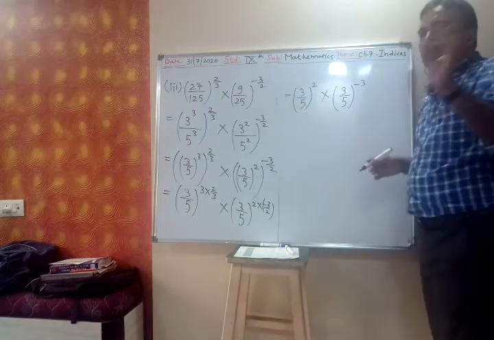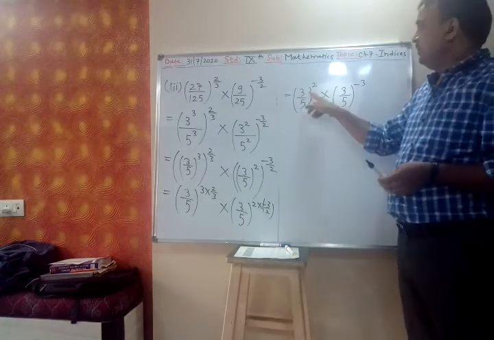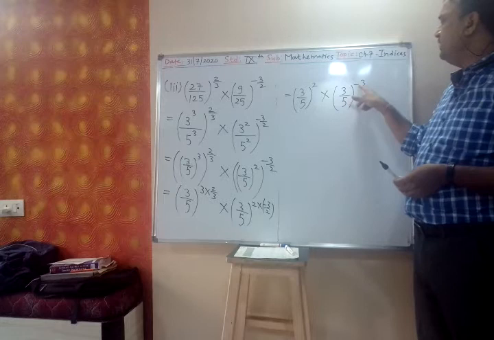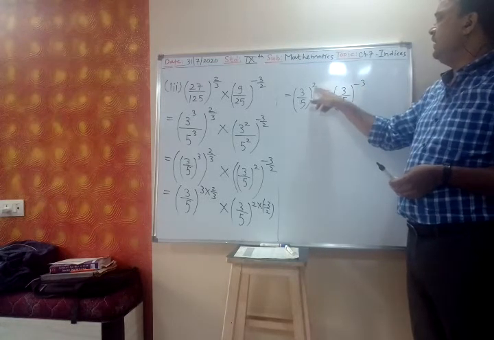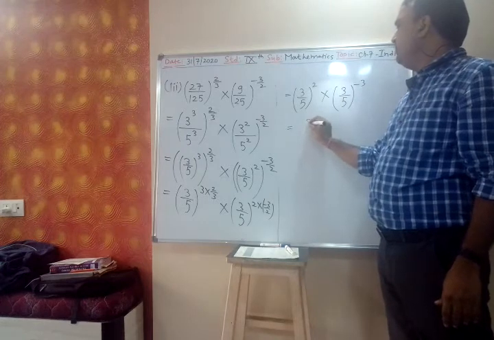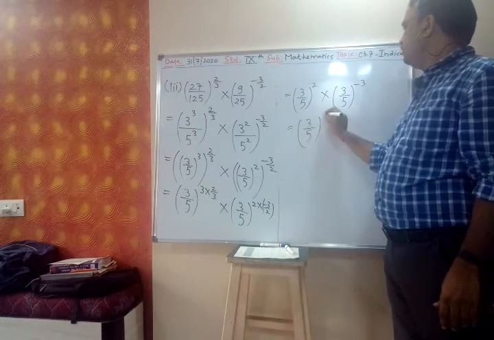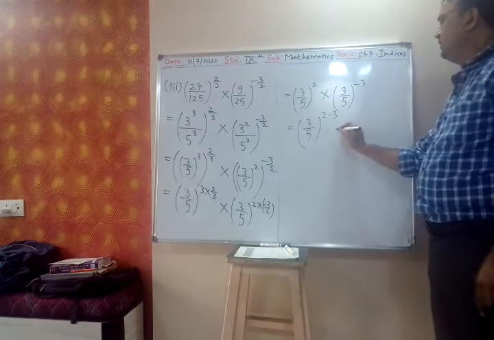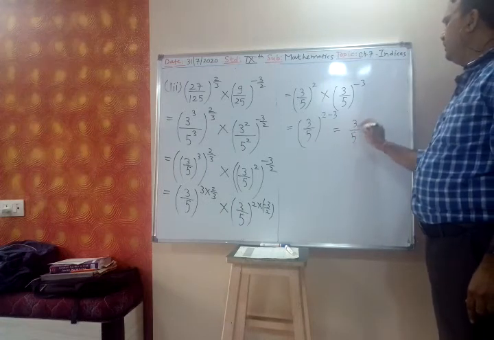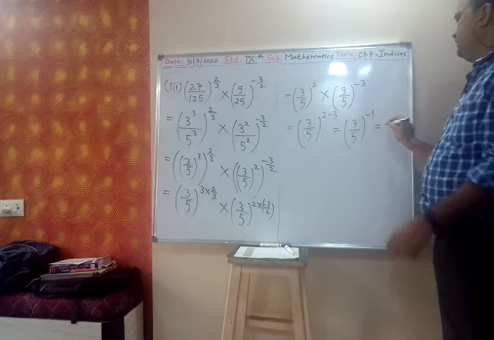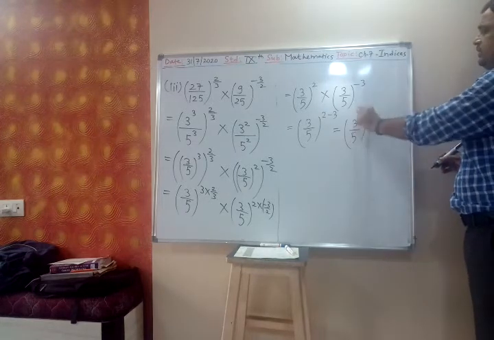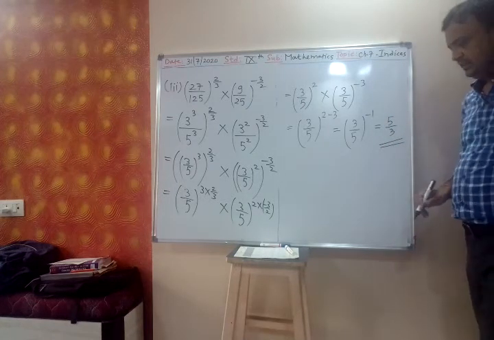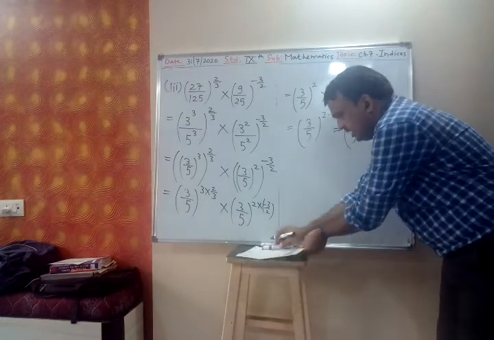Again the base is same. What is the base? 3 by 5. Power is 2. What is the base? 3 by 5. What is the power? Minus 3. So whenever there is multiplication, we add the power. So that becomes 3 by 5 raised to 2 minus 3. Add the power, 2 plus minus 3 is 2 minus 3. So what is that? 3 by 5 raised to minus 1. Yes. So now if the power is negative, I will take the reciprocal of 3 by 5, that is 5 by 3. And this is the answer.